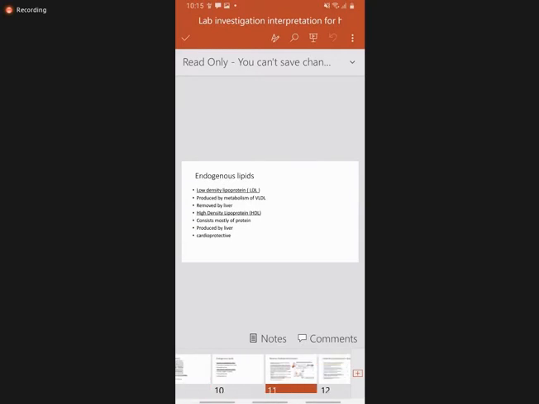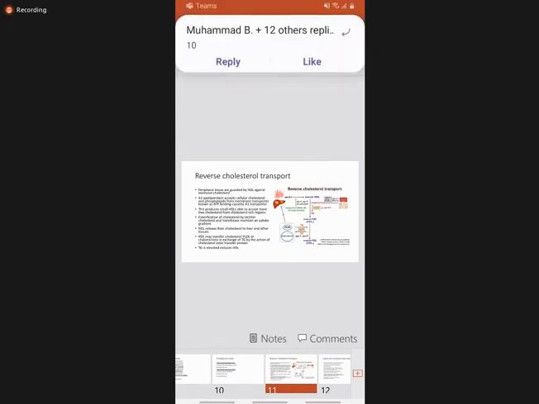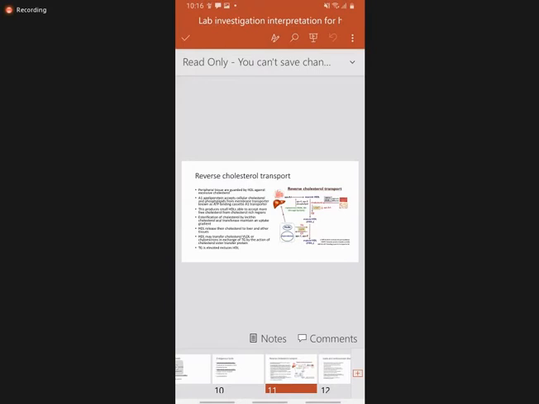So on the next slide, we have the HDL, the main function of the HDL. HDL is cardioprotective. Why is it cardioprotective? Because it helps in the reverse cholesterol transport. So what is reverse cholesterol transport? This is the whole concept. Why do you suggest to the patient a diet which keeps the HDL level elevated? Because it is cardioprotective. Why is it cardioprotective? Because it has a phenomenon known as the reverse cholesterol transport.